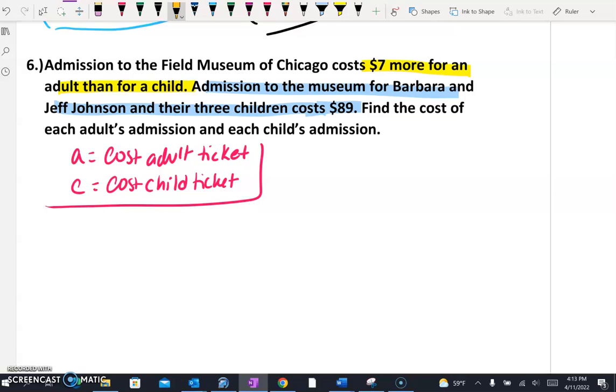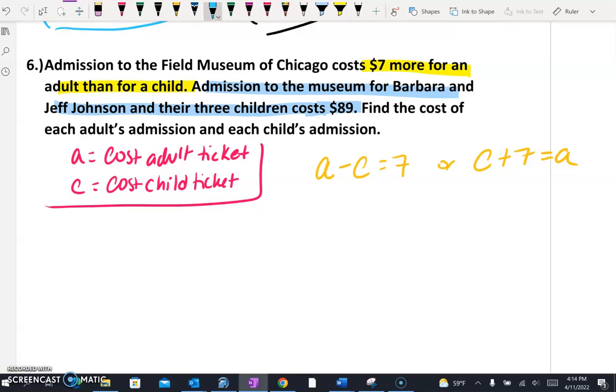So $7 more for an adult ticket than a child. So somebody yesterday in my Block 2 class did a really good job of explaining it as adult ticket take away child's ticket is going to be 7. Another way you could write it if you want to, you could also write it as child ticket plus 7 is equal to the adult ticket. Same thing. You could write it either way, really.